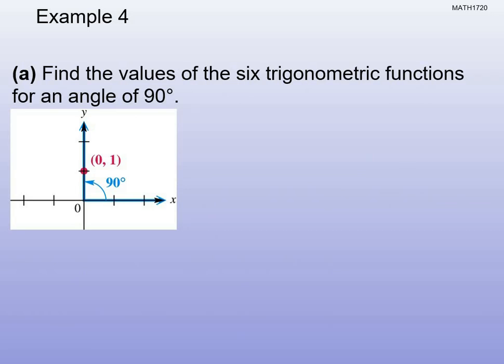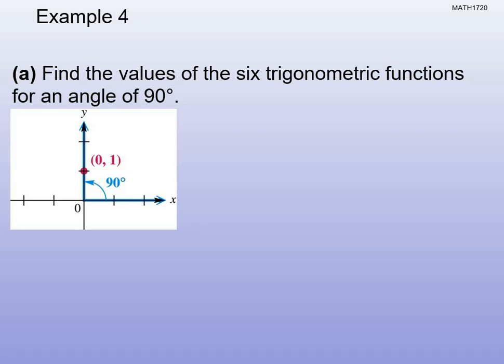All right, so let's find the values of the 6 trig functions for an angle of 90 degrees. You're like, what do you mean? All right, well, look, I have 90 degrees, and this is going to lead into the unit circle. We're going to get there, okay? 90 degrees, and I have a value here at 0 and 1. My x value is 0, my y value is 1. So my horizontal component is 0, my vertical component is 1.